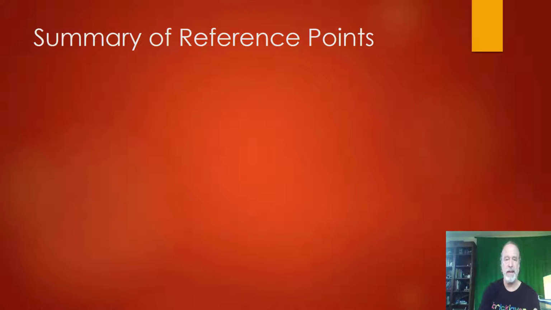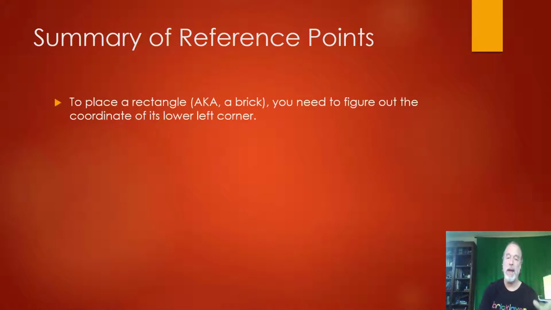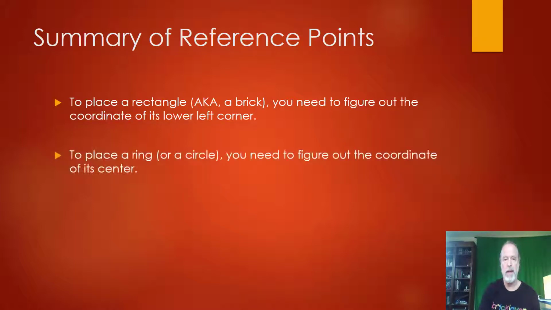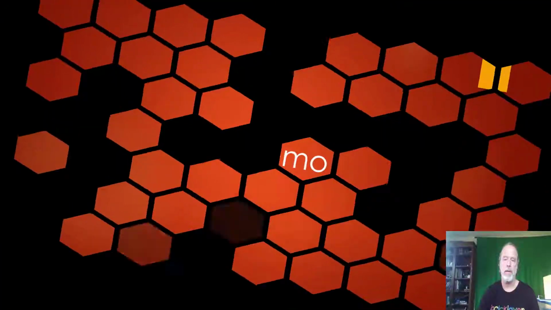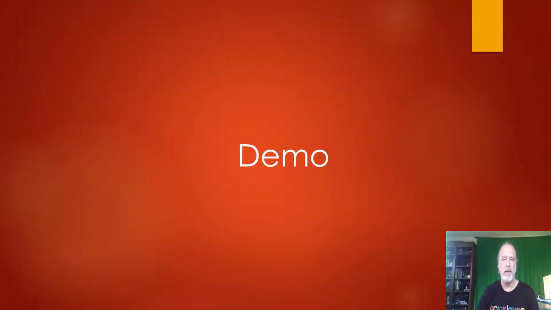So summarizing then, to place a rectangle, you need to figure out the coordinate of its lower left corner. And to place a ring or a circle, you need to figure out the coordinate of its center. So let's do some Bricklayer Lite coding now.